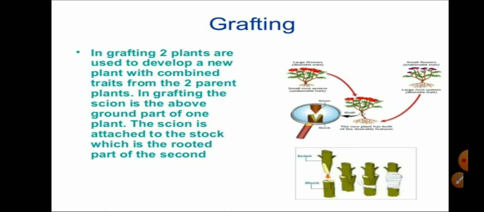Now here we have grafting. In grafting, we take two stems. One is known as the scion, another is known as the stalk, and these are joined together. Two plants are used to develop a new plant with combined traits, like we do in hybridization. In grafting, the scion is the part above the ground, attached to the stalk, which is the rooted part of the other plant. So in this way we have a hybrid plant.